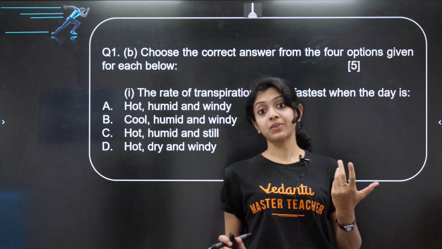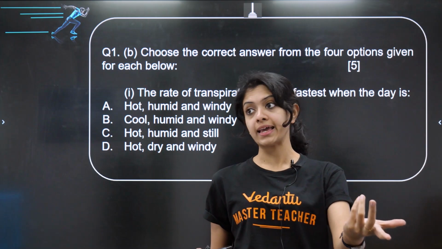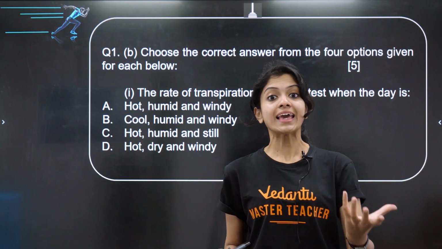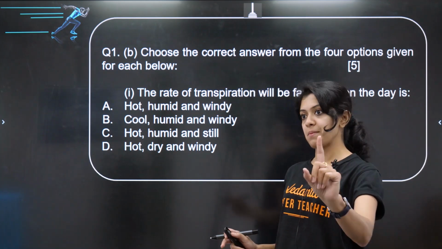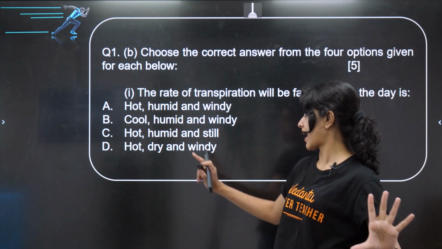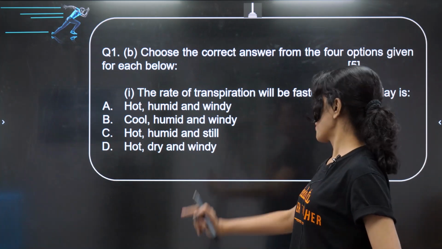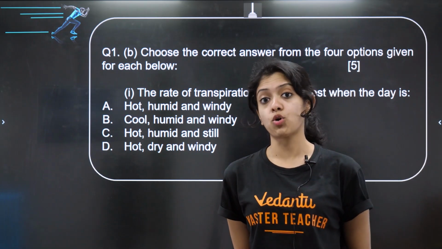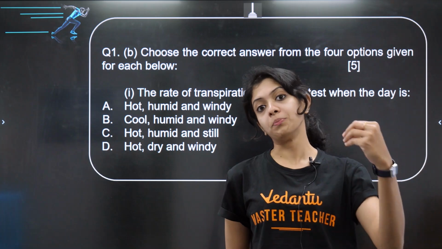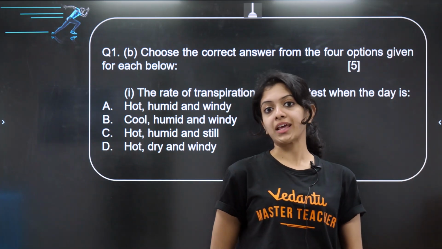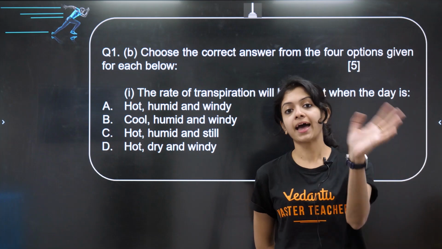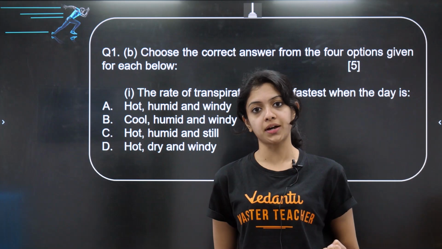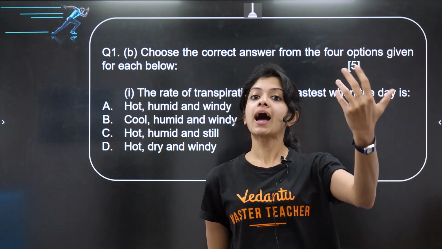Transpiration rate normally, does it increase or decrease when temperature is high? Yes, when the temperature is hot, transpiration rate increases, right? So for temperature, we have to choose options which have hot as the first one. What about humidity? Now, when the amount of water vapor in the atmosphere is high, which means humidity is high, transpiration rate would be less, right? And vice versa. When the weather is dry or when there is not much water vapor in the atmosphere, the rate of transpiration would be higher.